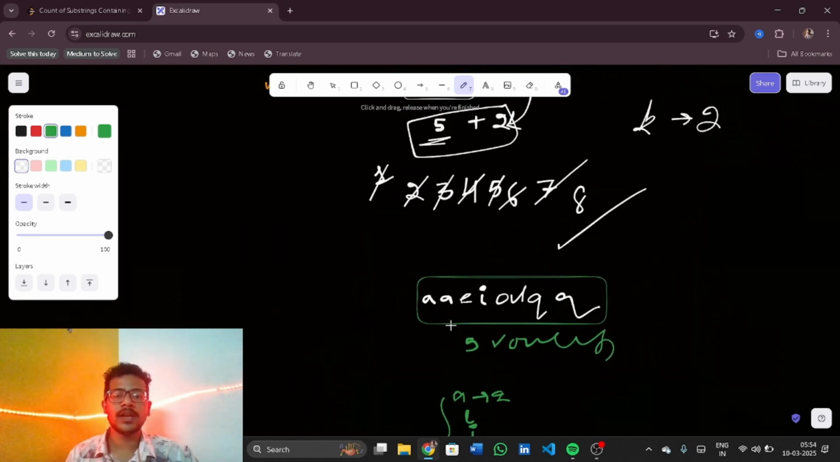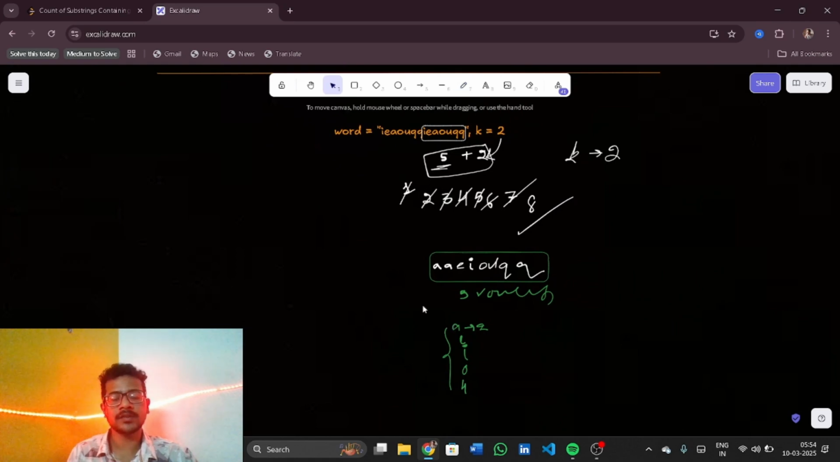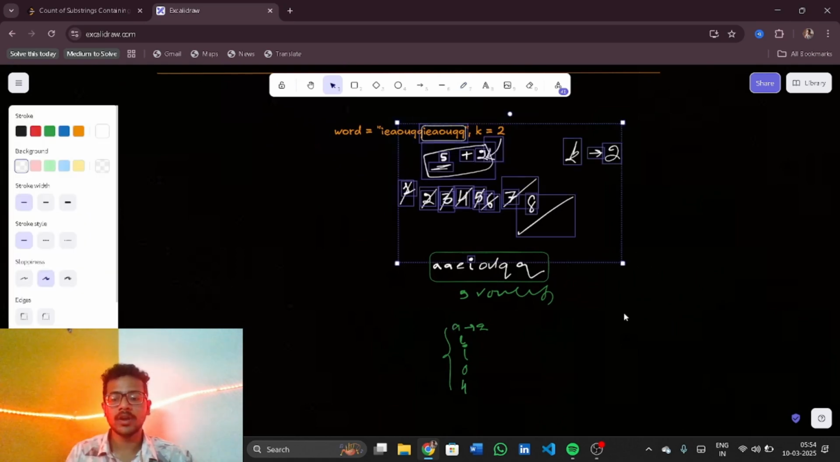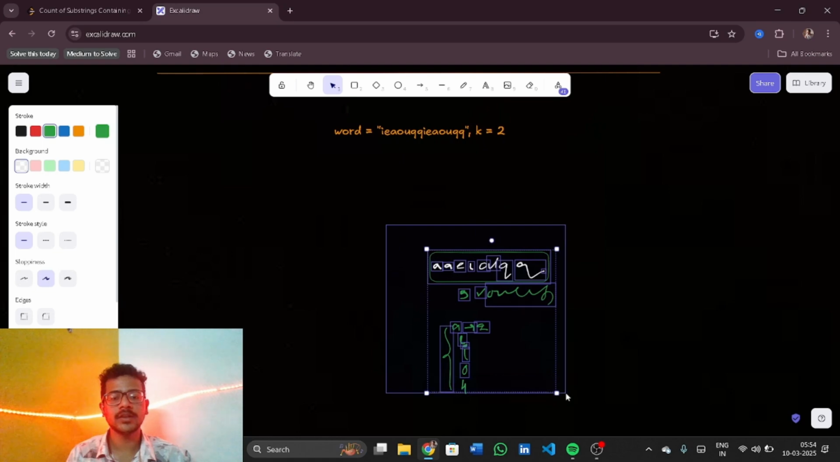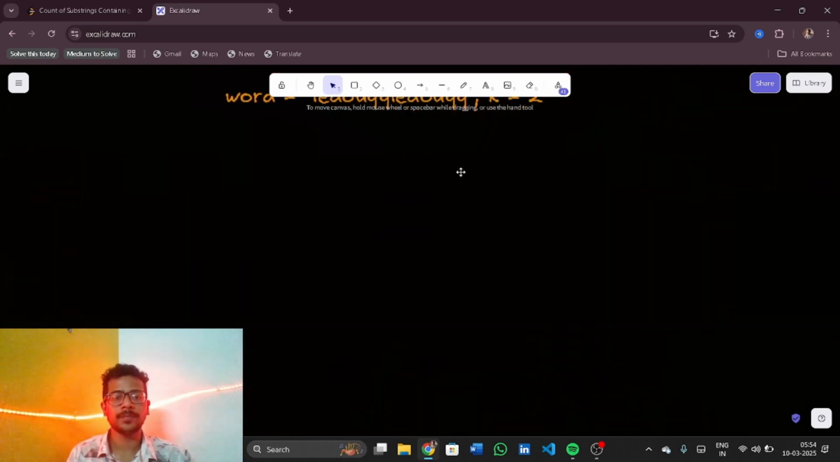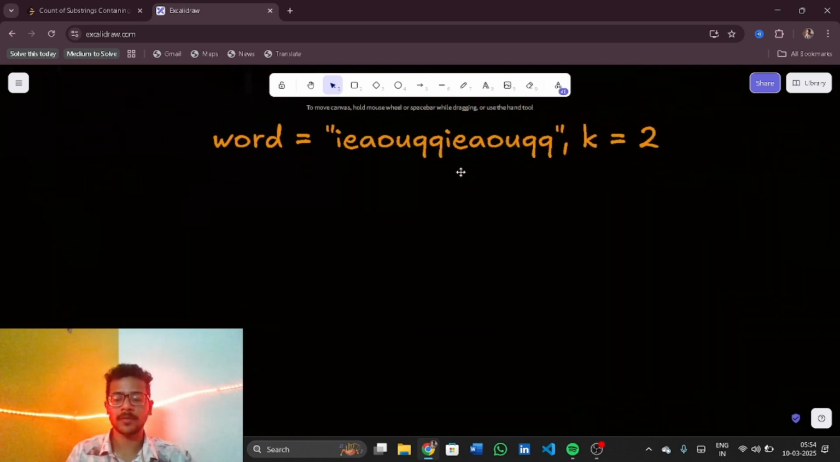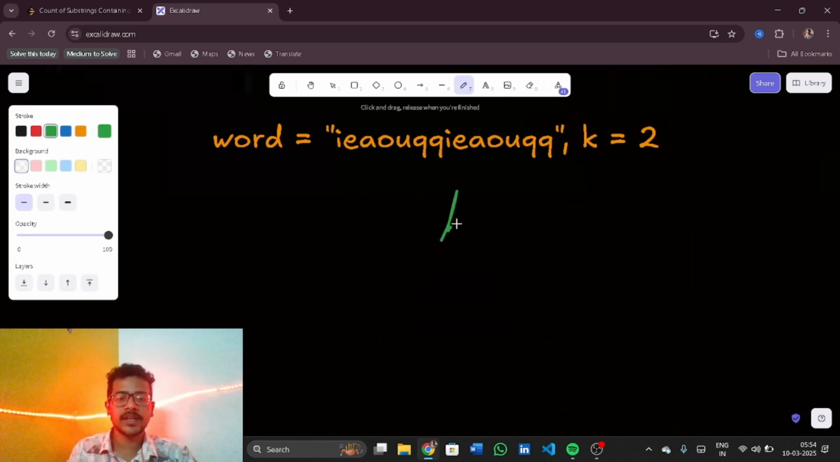So let us understand how we can solve this question. Now, my intuition here is having exactly k consonants in my substring and having 5 vowels. Now, let us consider and go again and count what are the substrings which have count of consonants greater than or equal to k. Let me do that first.